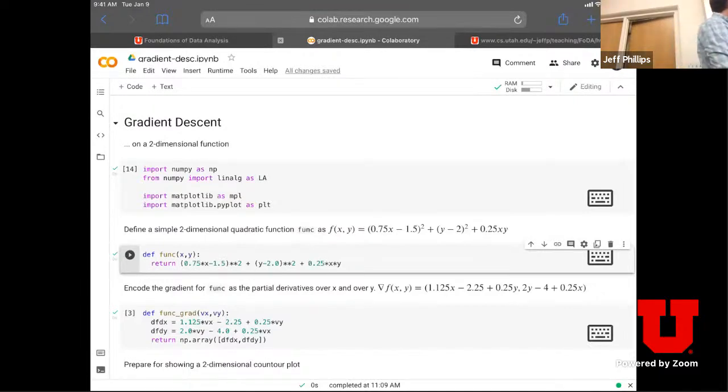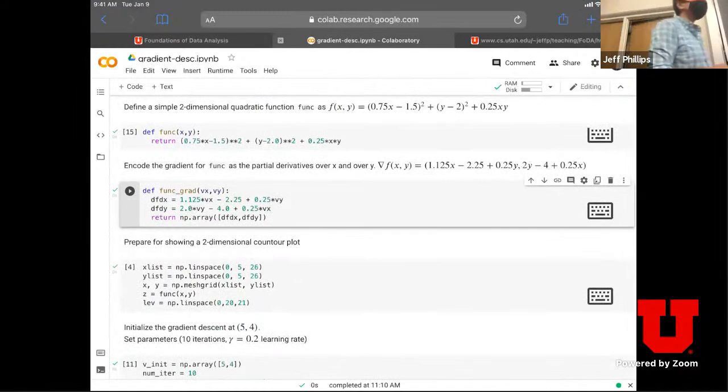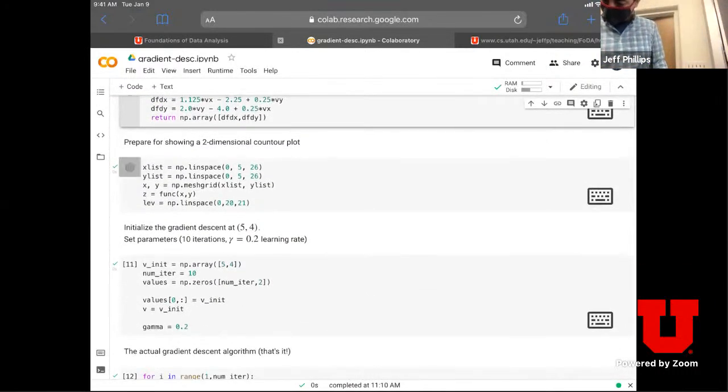I've just defined this function here in Python, and then you need to take the derivative of this function, the gradient in fact, and I've computed the two partial derivatives here. On your homework, one of the things you'll need to do is take the derivative of these functions. They're polynomials. You should be able to do it.